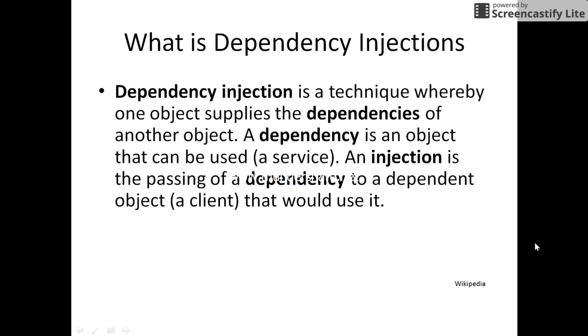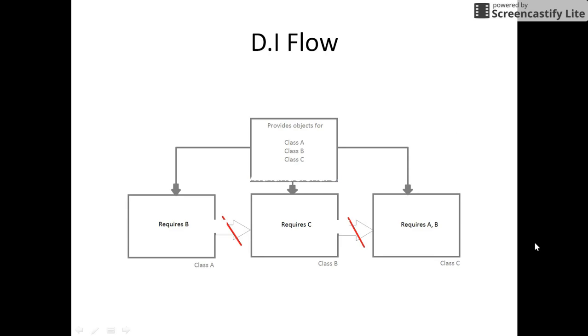We explain it with a flow diagram. This is the flow diagram of what I am explaining: if you see, class A requires an object of class B, and class B requires an object of class C. So instead of creating those objects in their respective classes, they depend upon a third party that provides those objects to them. So this is what dependency injection is. Now I hope you have an idea of what dependency injection is.